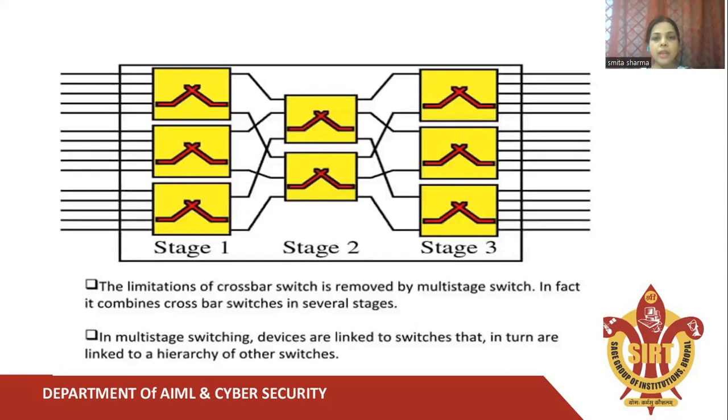So here we can see that the crossbar switch is divided into multiple stages. Here we have three stages, stage 1, stage 2 and stage 3, where all three stages are interlinked with each other. The diagram shows that a particular crossbar switch is divided into multiple stages, and they are internally linked to each other.